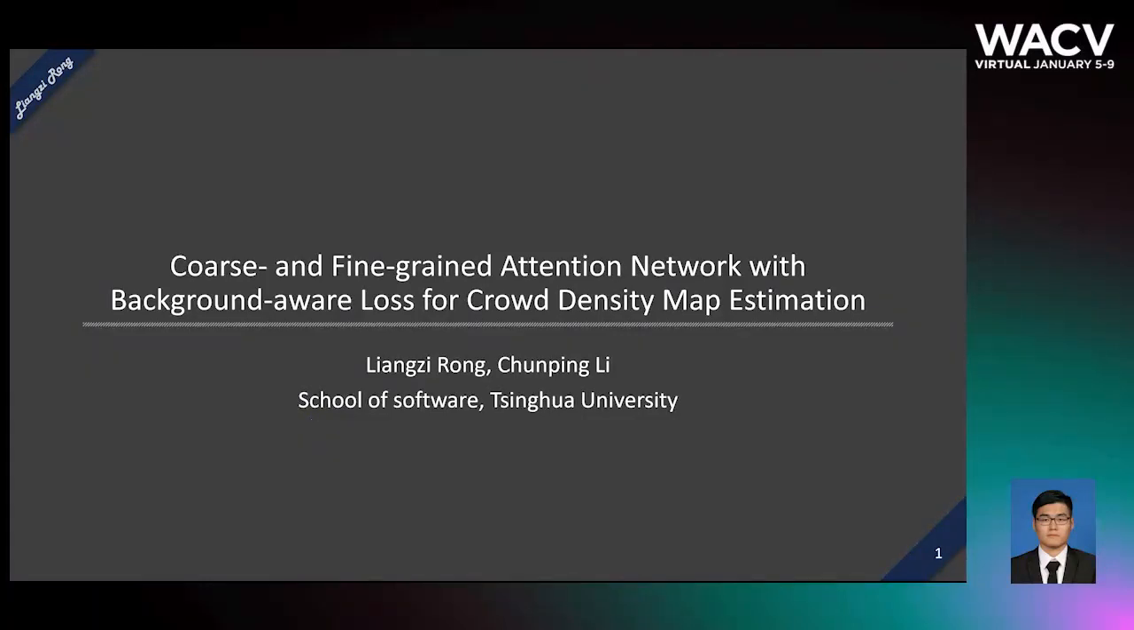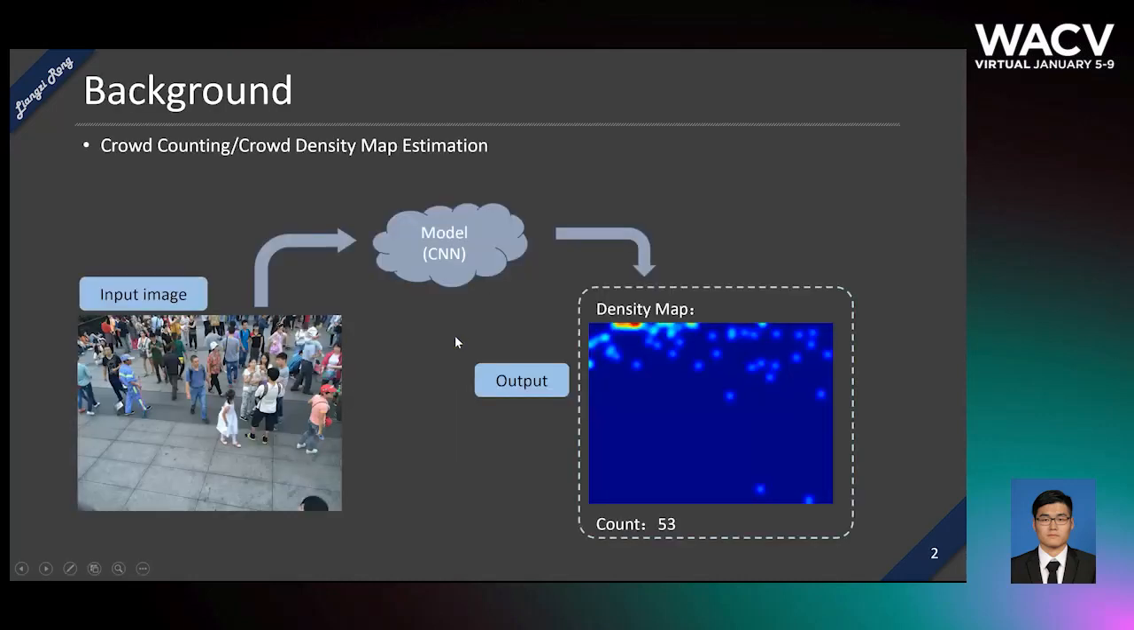In this paper, we present a novel method, coarse and fine-grained attention network, for generating high-quality crowd density maps. Given a crowd image, crowd counting is to estimate the density map and the total people count.